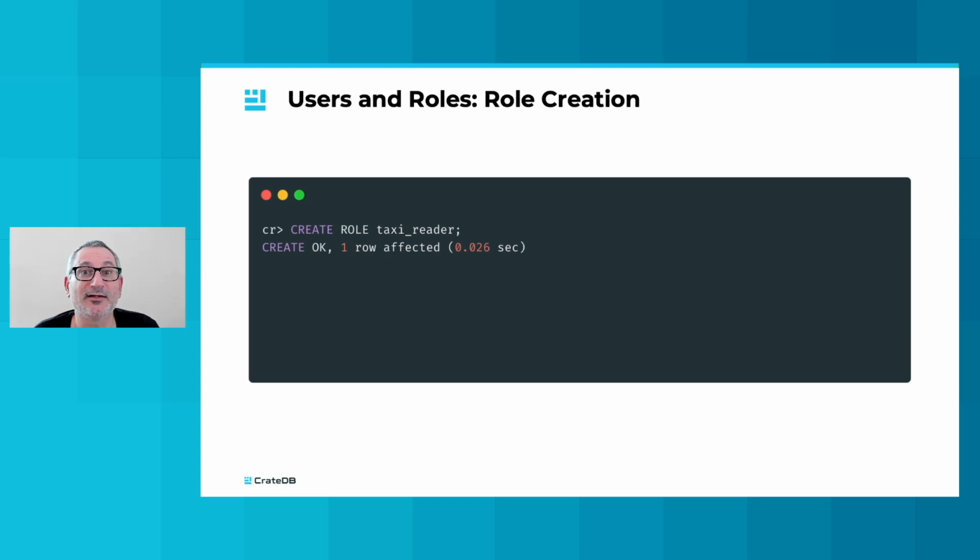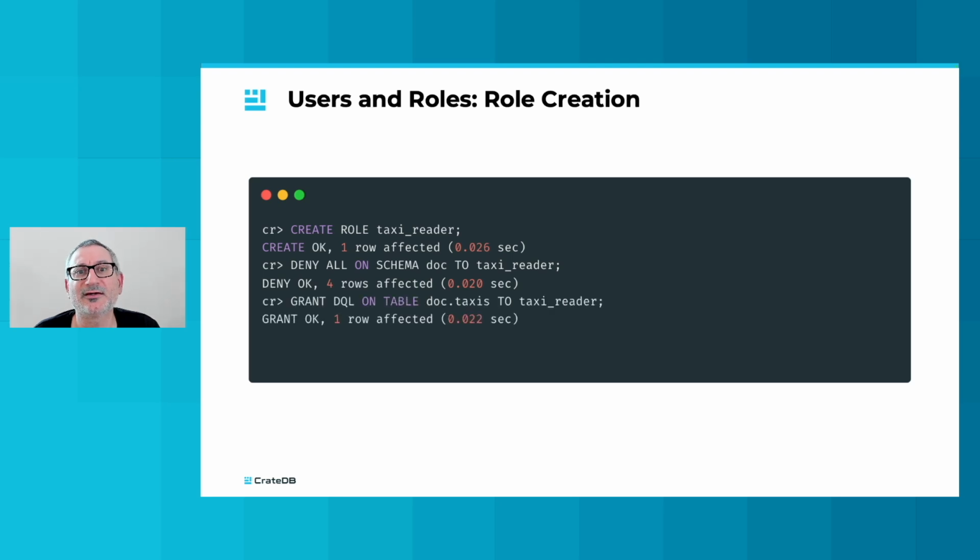Here, I'm creating a role that we'll call Taxi Reader. Let's first deny that role access to all tables in the default doc schema. Then grant it query access to the two taxi tables named taxis and taxi rides.